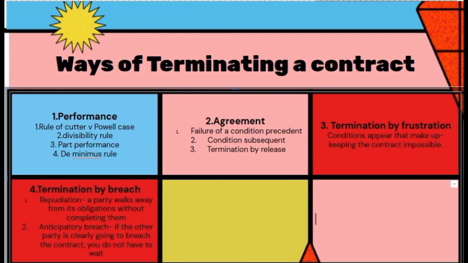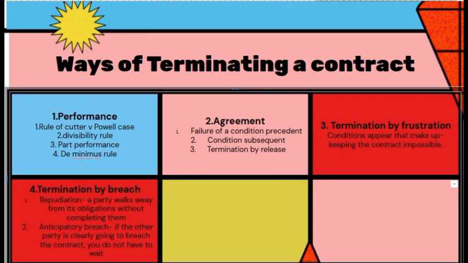So we also have another type of termination known as termination by frustration. In termination by frustration, this means that an external event happens which is neither the fault of the parties, which changes the nature of the contract obligation and really destroys the contract. For example, the destruction of the subject matter will render a contract void because the subject matter no longer exists.